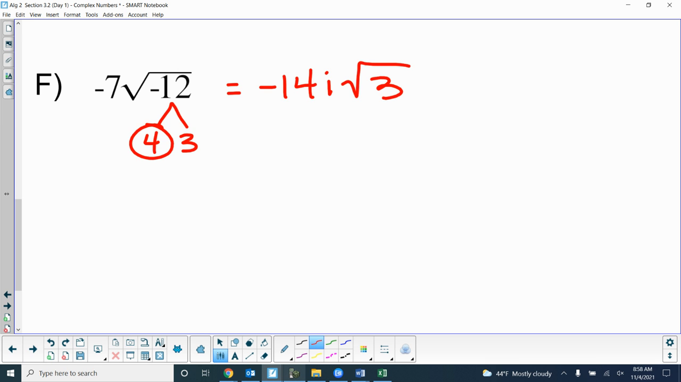Right, so because of the 4, we pull the 2 out, times -7. That's where the -14 came from. Since it was a -12 under there, because of the negative, we pulled the i out. And there was just one number left, the 3. Okay? Good at those?